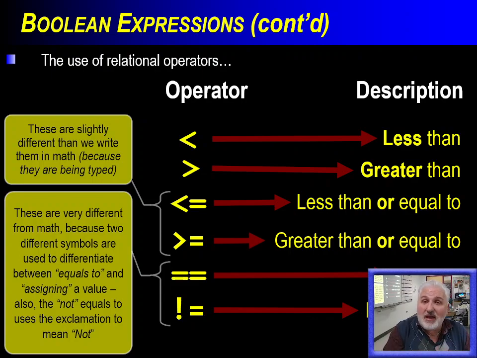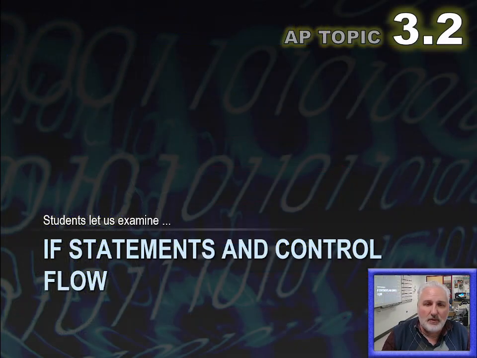Then the symbols equal to and not equal to are also different when you type them in a relational or a Boolean expression. This is true in many programming languages, including Java: equals to uses a double equal sign, not equal to uses an exclamation point and then an equal sign, and then you just have to adapt slightly to the way that's written in code.